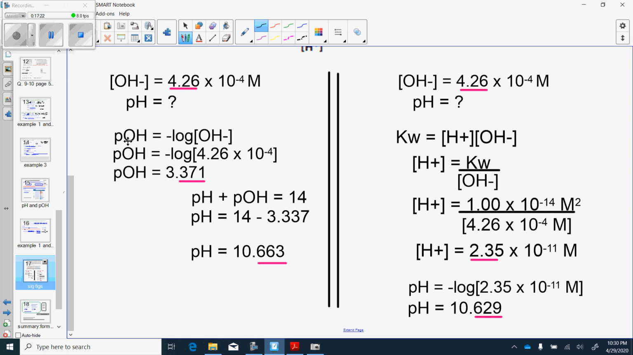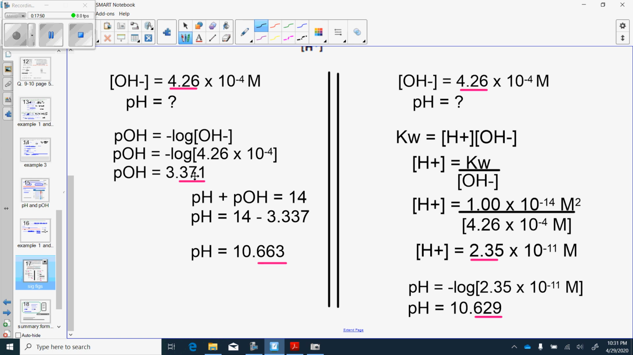So if I'm looking for my pOH, it's negative log OH negative. So negative log, and I bring this concentration down. When I plug that into my calculator, you might be putting in negative log and the concentration. On my calculator, I put the concentration in, then I hit the log button, and then I hit my negative positive button. Regardless of which way you're putting it into your calculator, you should be getting 3.371.